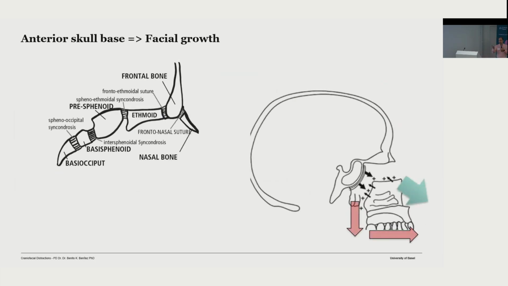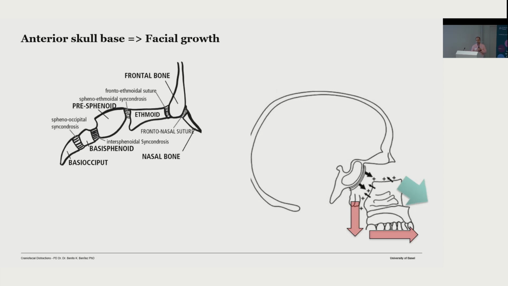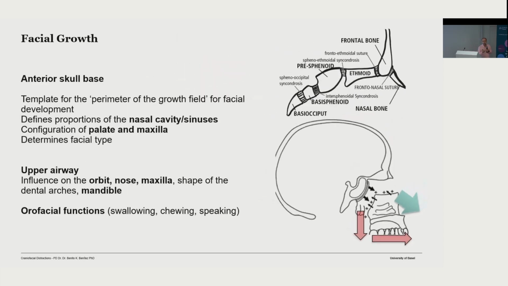And then for us as maxillofacial surgeons, interesting, why is this? How can we promote growth which is restricted due to synostosis of this skull base? And the skull base is an important promoter of facial growth. And if this does not happen, we have seen in the talks of the ophthalmology, of the pneumology, but also for functions, orofacial functions, we have big implications.